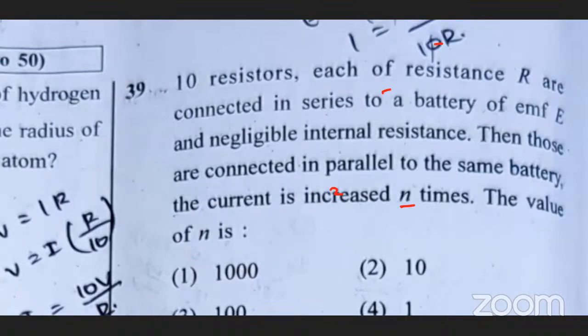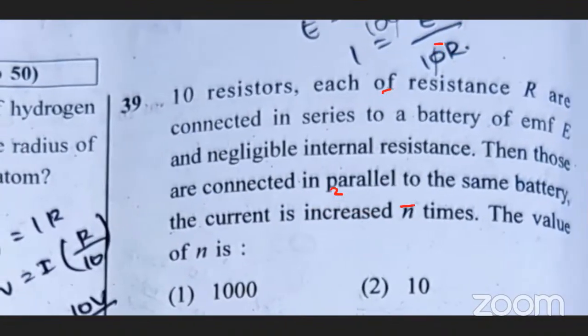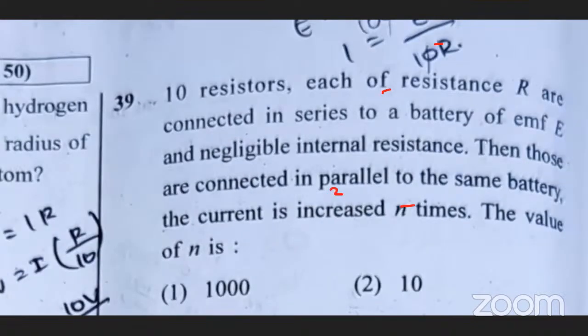Then here, 10 resistors, each of resistance R, are connected in series to a battery of EMF E and negligible internal resistance. Then those are connected in parallel to the same battery. The current is increased by n times. You need to find the value of n here.